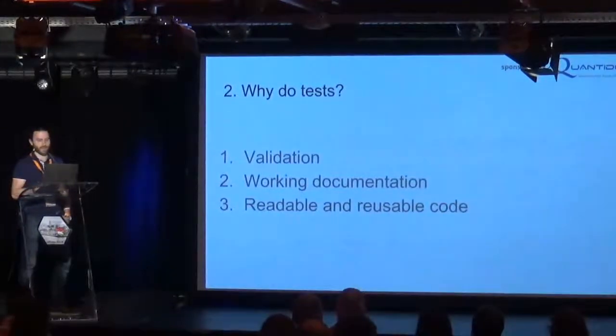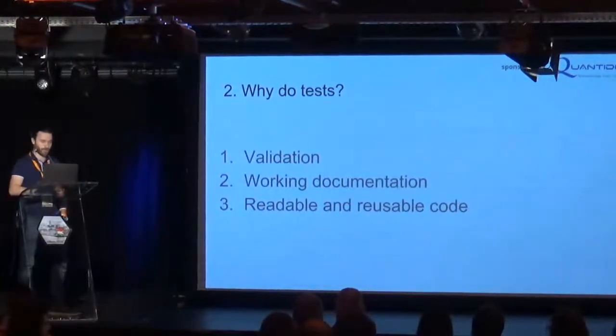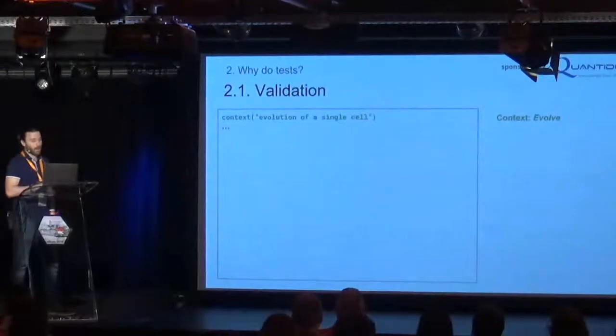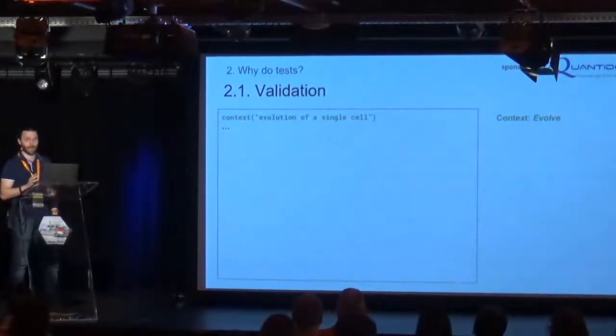But why do tests? Tests are both validation tools and working documentation, and they also allow you to write readable and reusable code. Now we should test the evolution of a single cell performed by the function evolve. Therefore, we set up a test file and declare this context in the first line. The context is the evolution of a single cell.